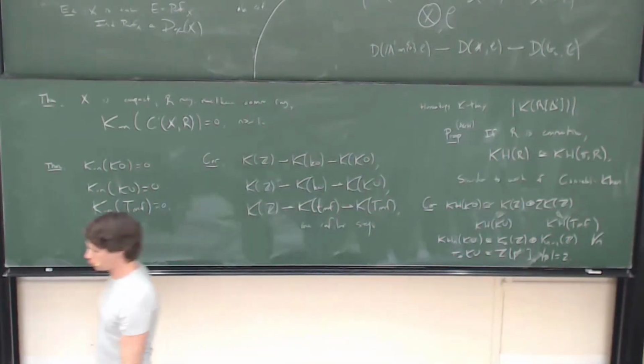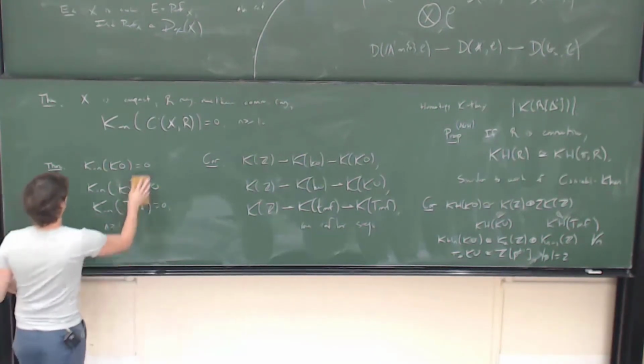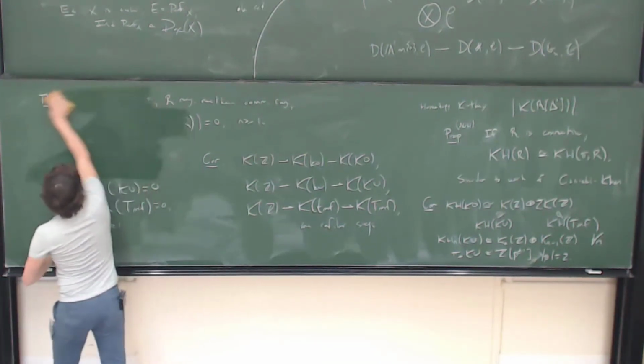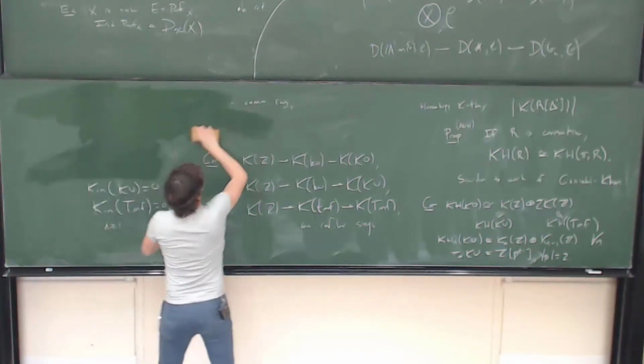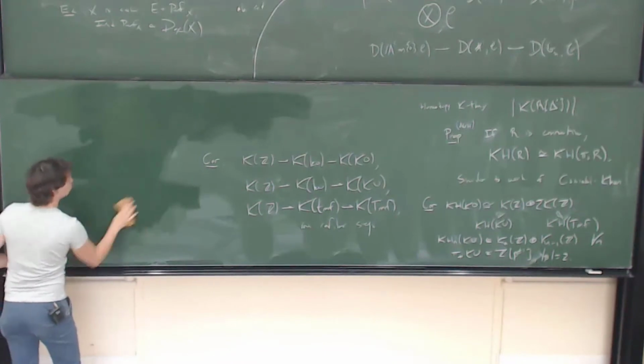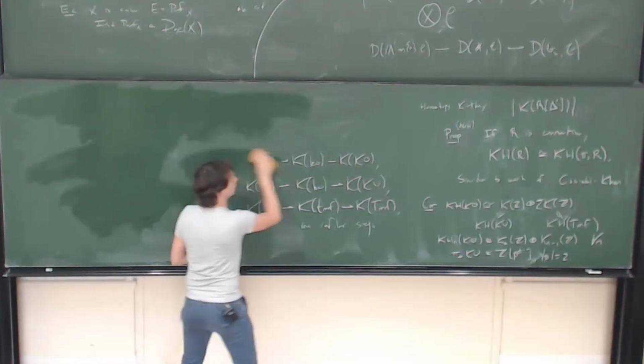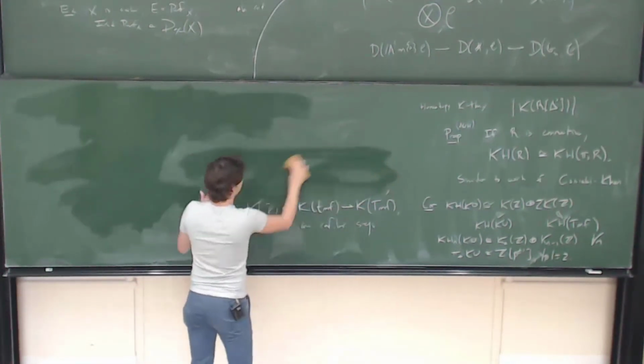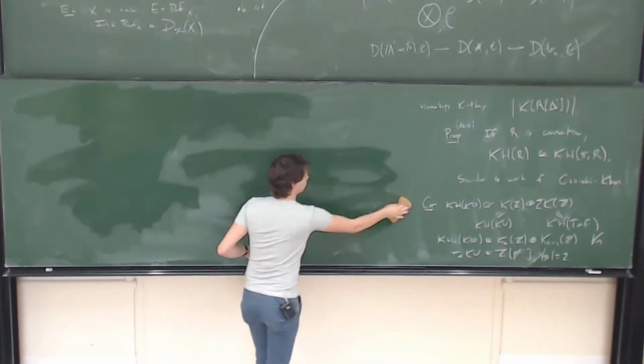If we were working over Z, this would be exactly the sort of thing studied in Thomason and Trobaugh. It turns out to work with basically no changes over the sphere spectrum, or really over any base ring, any E infinity ring spectrum.